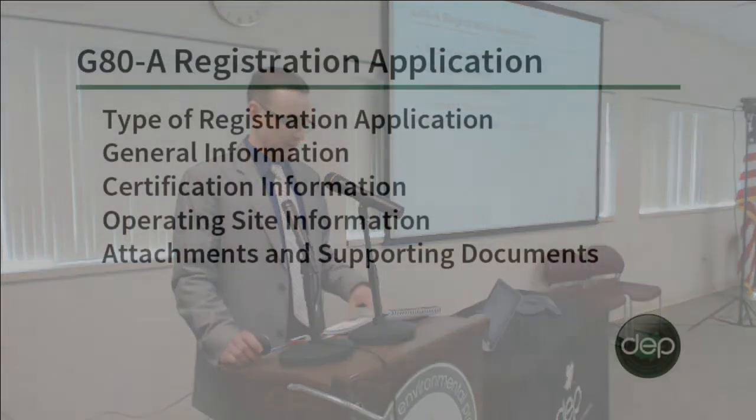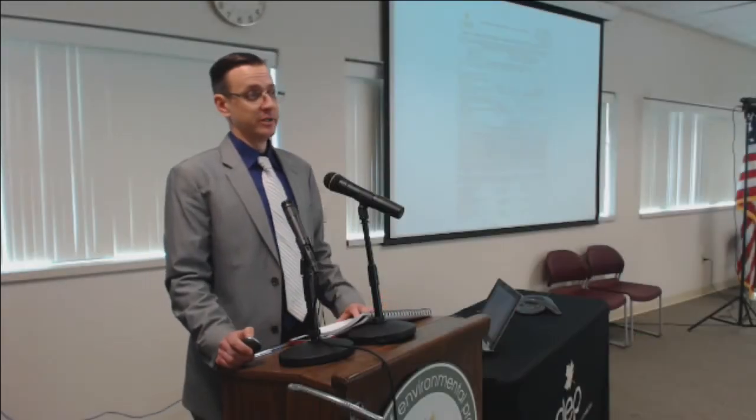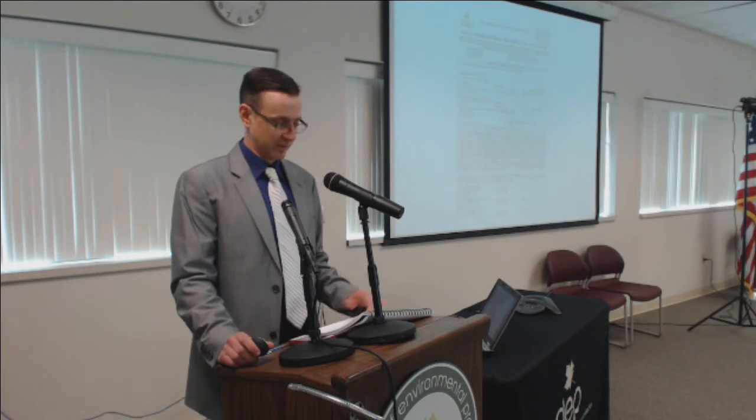So with the G80 registration application, we're going to ask what type of registration you're applying for. We're going to ask for general information about your facility, and that the responsible official certifies that information. We'll ask about operating site information, and then any attachments or supporting documents that are going to be part of it. Where I'd like to direct your attention now is page 1 of the general permit application.